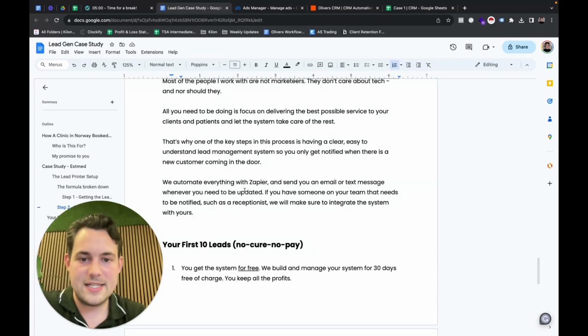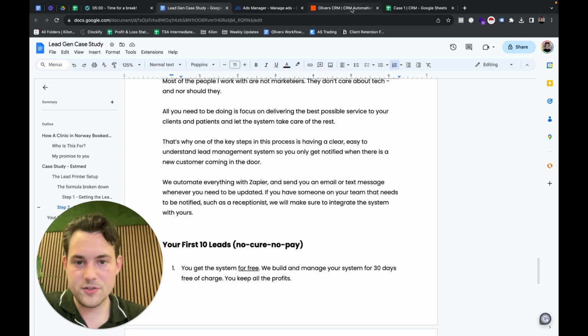That's why one of the key steps in this process is having a clear, easy to understand lead management system, so you only get notified when there is a new customer coming in the door. Everything that is not relevant for you, we don't want to notify you about. We want to notify you about the things that you can make money off of, and that's it. We automate everything with Zapier and send you an email or text message whenever you need to be updated. If you have someone on your team that needs to be notified, such as a receptionist, we will make sure to integrate the system with yours.